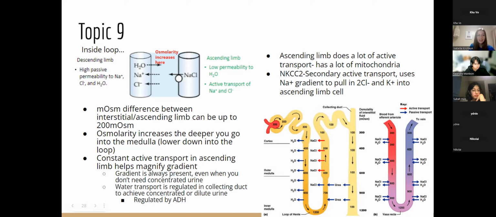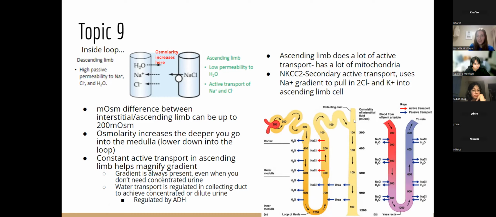Osmolarity increases as you go deeper into the medulla. Up here in the cortex, the osmolarity is not very high. Then as you go deeper and deeper, the osmolarity increases. There is constant active transport in the ascending limb, which helps magnify the gradient. This gradient is always present.